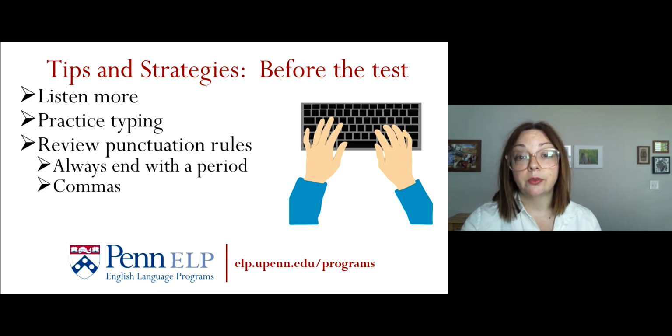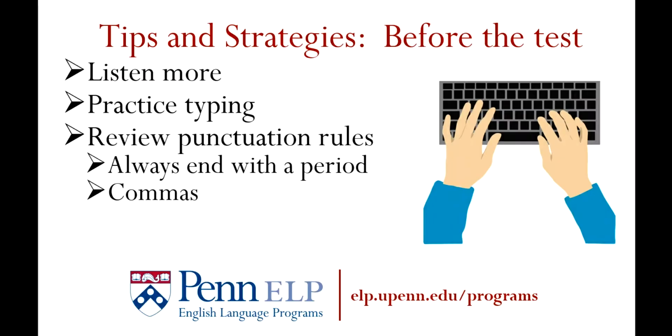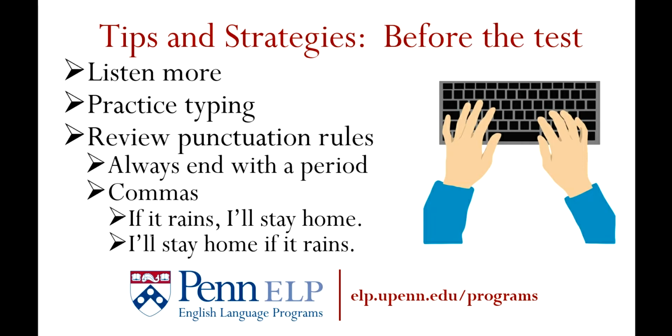For example, when you have a sentence that starts with a dependent clause, like, if it rains, I'll stay home, a comma will separate the dependent clause from the main clause. Now, if the clauses are switched, I'll stay home if it rains, no commas are necessary. So it's important to know when and when not to use a comma for this type of question. Now, let's look at some tips and strategies for when you get this type of question on the test.